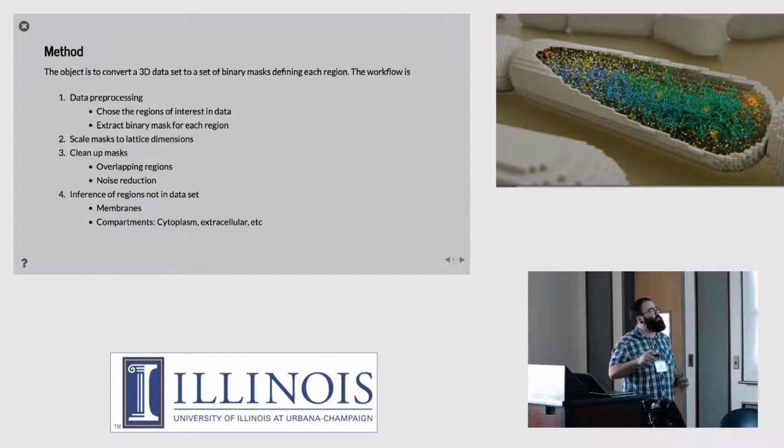And you're going to have to figure out some way to mask off each region. So you're going to have to say that this thing is the nucleus, this thing over here is mitochondria. That sort of estimate is going to need to be done. And once you've done this, you're going to have a binary mask for each region. Now that you have the binary mask, you have to process that into something that Lattice Microbes can consume.